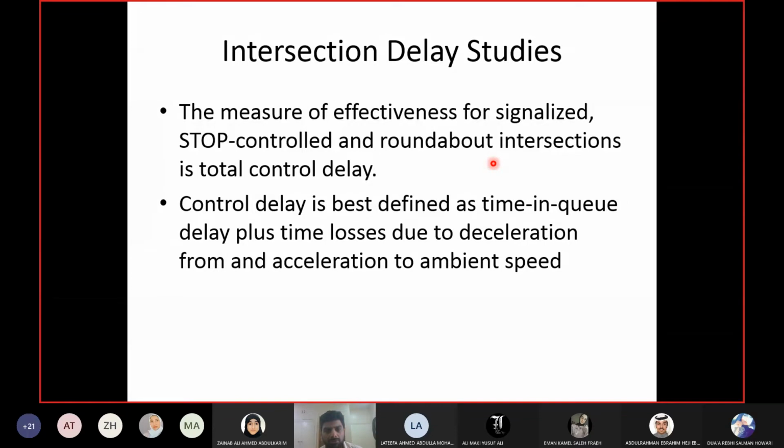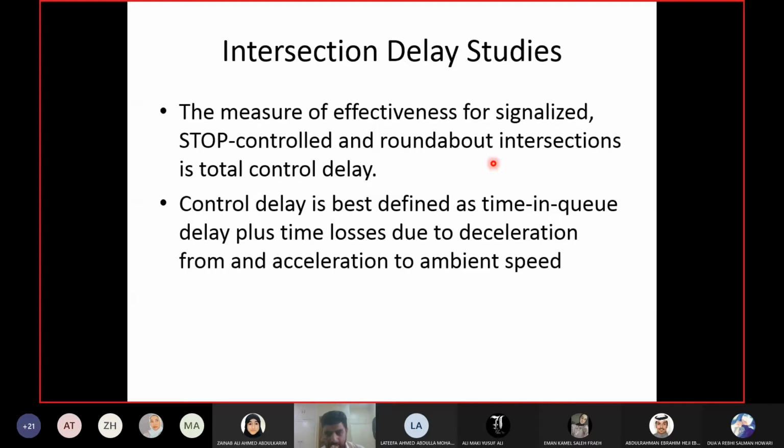Obviously, you are trying to slow down people. You are trying to avoid accidents. You are trying to stop them to give a chance to other vehicles. So obviously, there will be some delay. Devices which cause less delay are better than devices which cause more delay. For example, you have a roundabout and a signal. A roundabout causes a delay of 5 seconds. A signal causes a delay of 10 seconds. So a signal is less effective than a roundabout. Obviously, there are other factors as well, but I just gave you a very raw example. So intersection delay studies are important to find out the effectiveness of the control device you are using at the intersection.